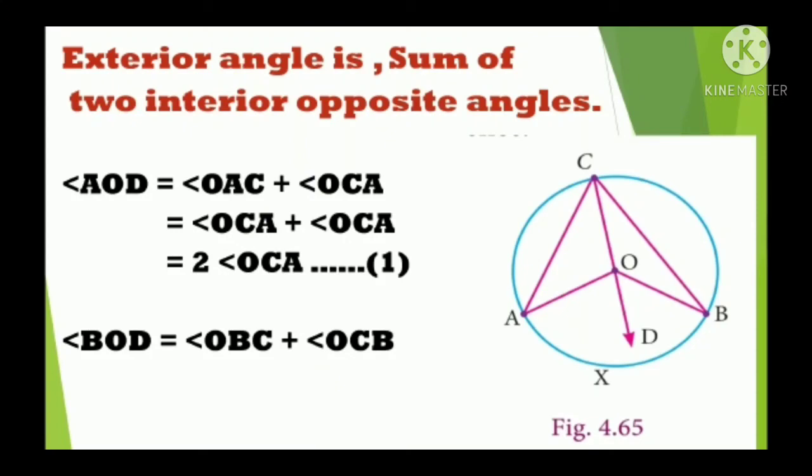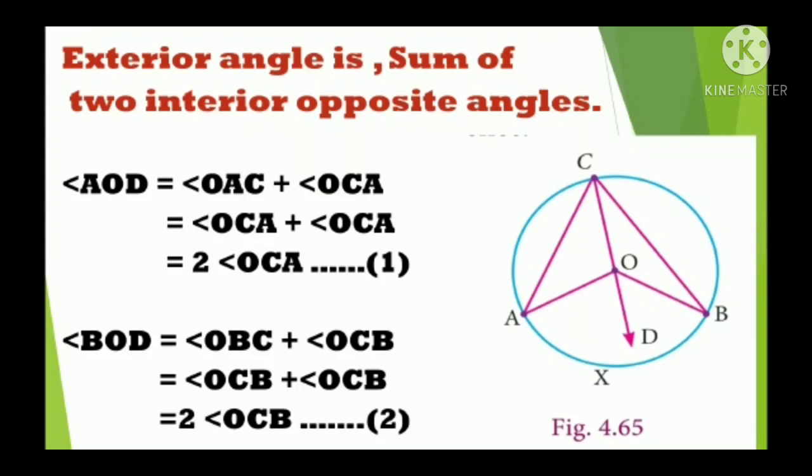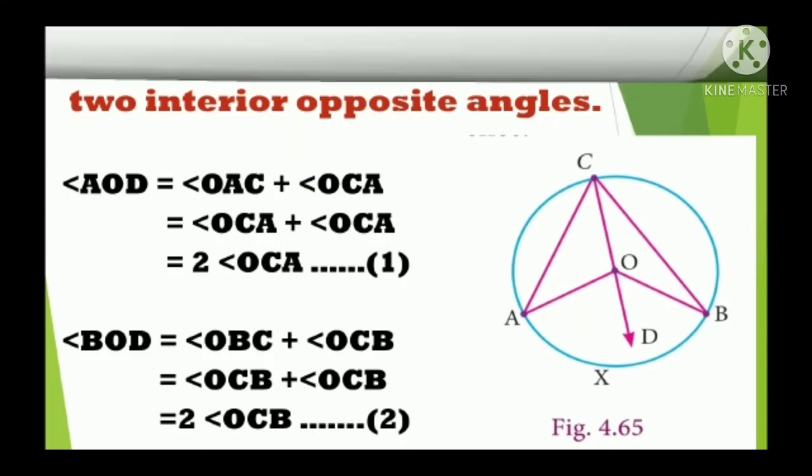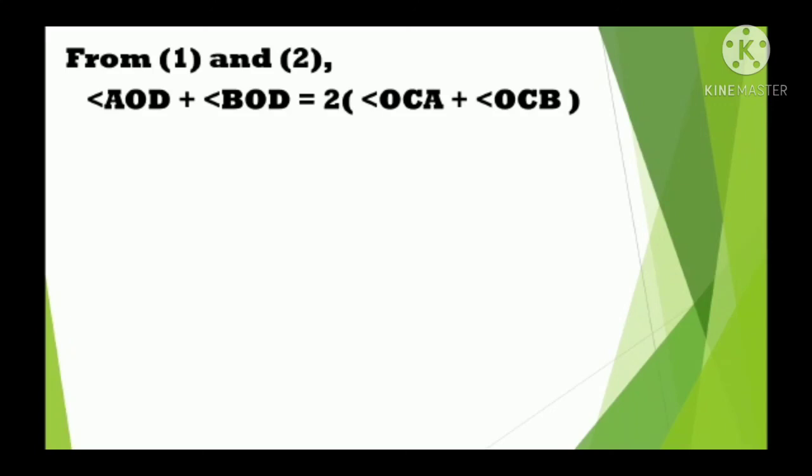Similarly, BOD is equal to OBC plus OCB by the exterior angle theorem. We have a result OBC equal to OCB, so in place of OBC I have substituted OCB. So 2 times OCB, that is 2 OCB. Now AOD equals 2 times OCA and angle BOD equals 2 times OCB. From 1 and 2, AOD plus angle BOD equals 2 OCA plus 2 OCB, that is 2 times angle OCA plus angle OCB.